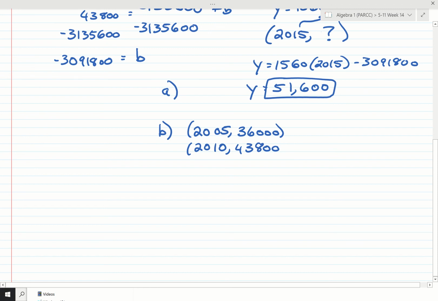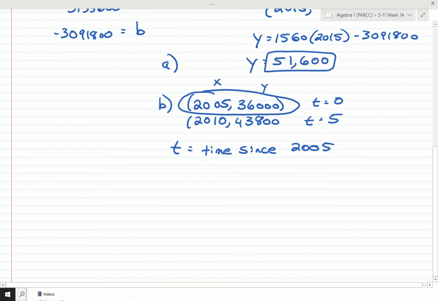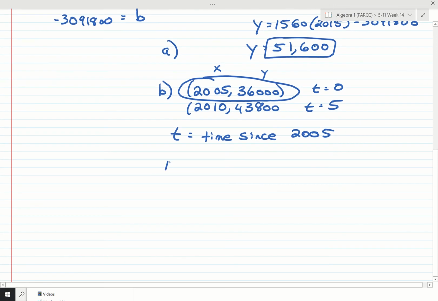All right, so let's plug in and let's see which one works. Doesn't matter which one we use. I'll use this for x and we'll use this for y. And it's saying let t represent the time since 2005. So in 2005, t would be 0. In 2010, t would be 5. T represents the time since 2005. So let's plug in and let's see which one is appropriate.